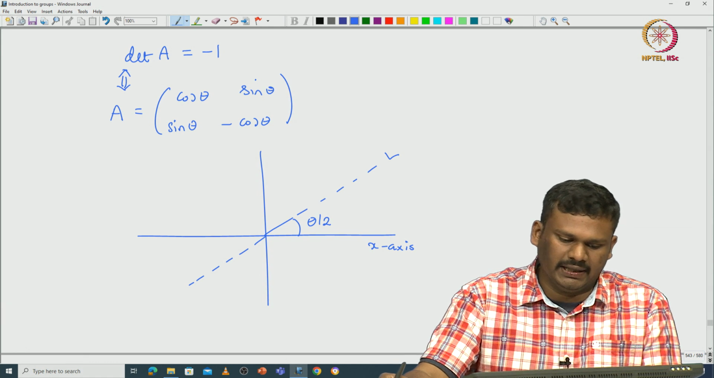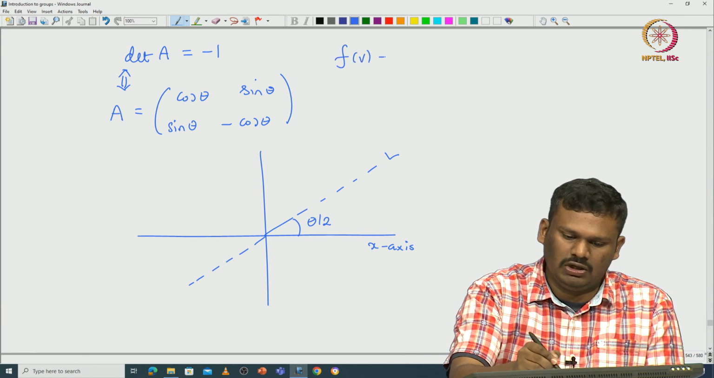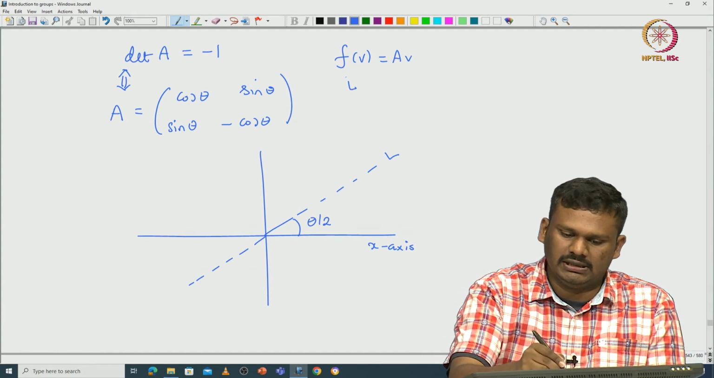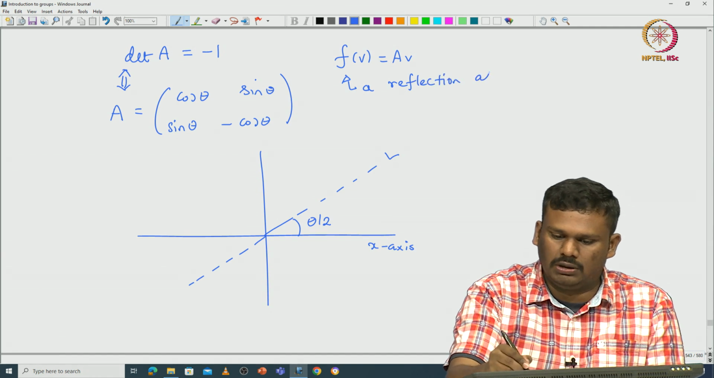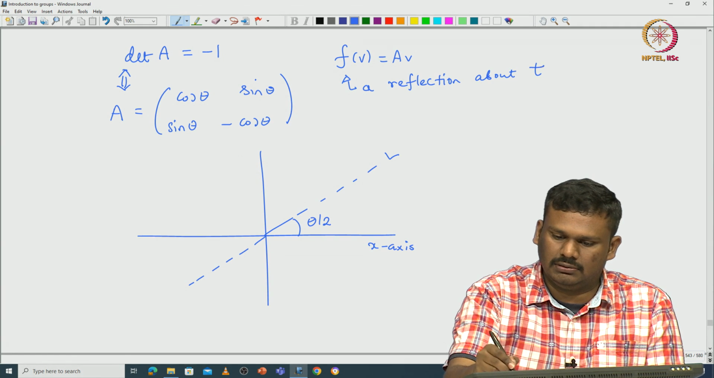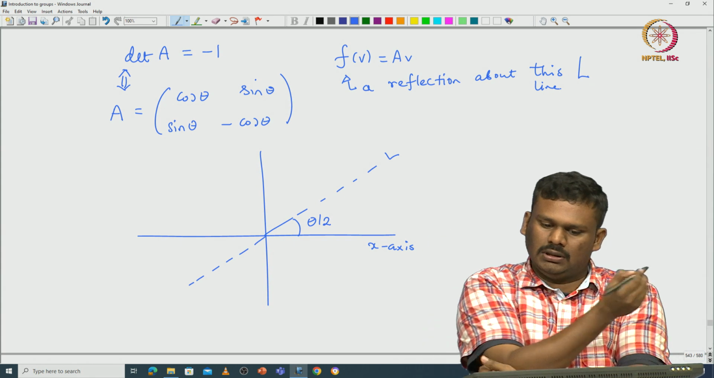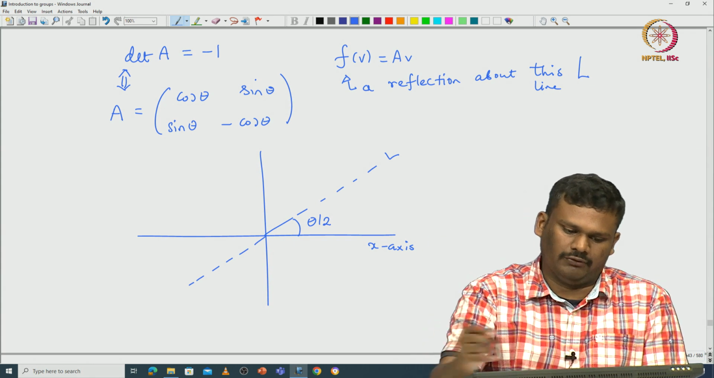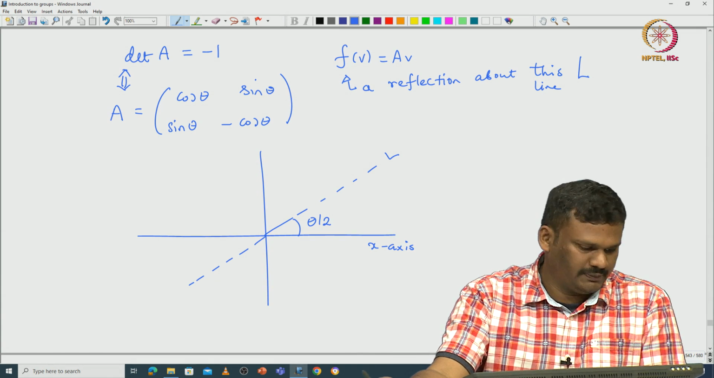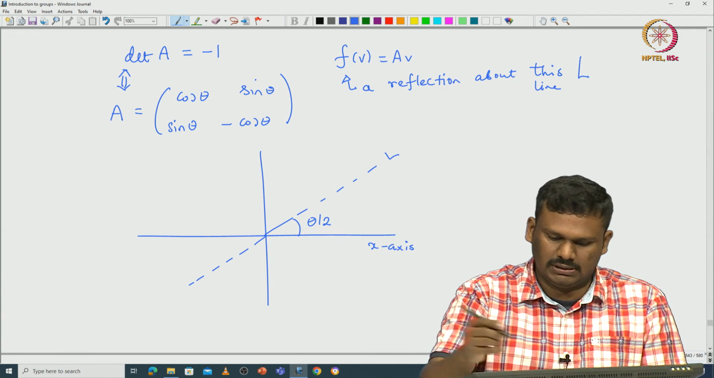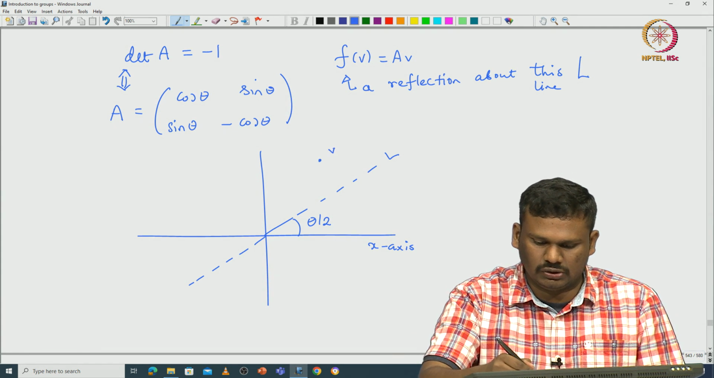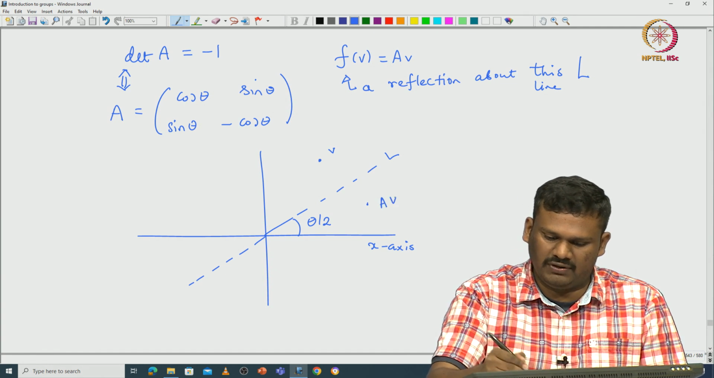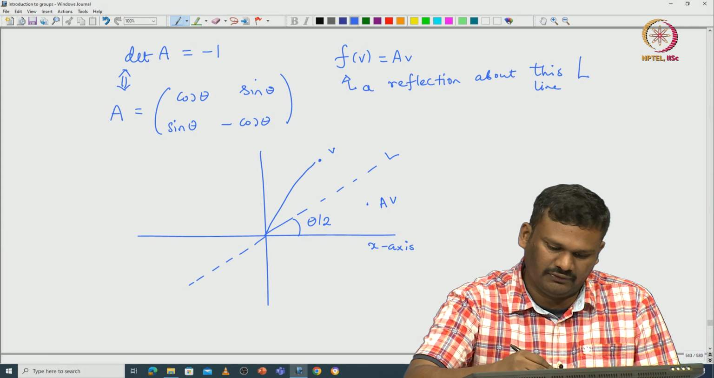Okay. So, when you take this f of V equal to AV, what is it? It is indeed a reflection. So, this is a reflection about this line L. So, basically this particular formula corresponds to this. Let us see how it is done. You take V here, then if you reflect, you reflect here. So, this is going to be your AV, and this is your vector V.